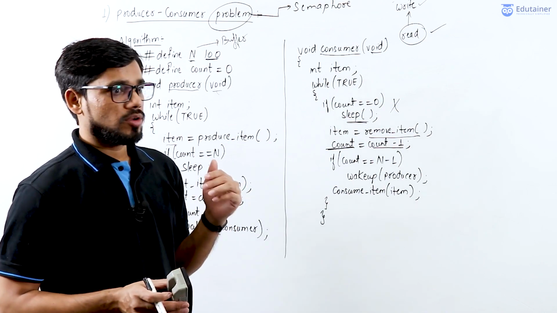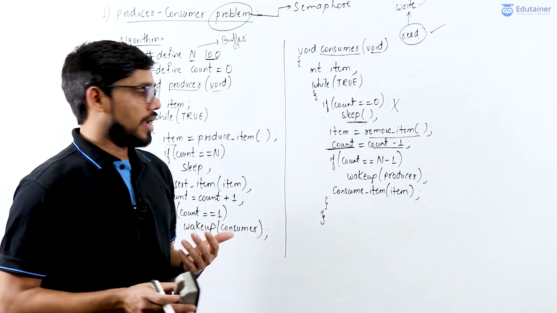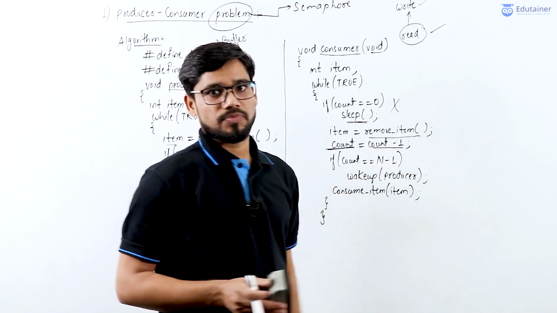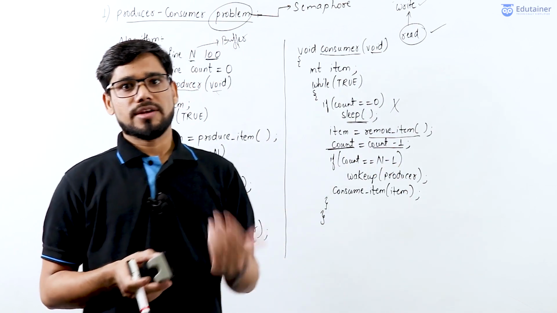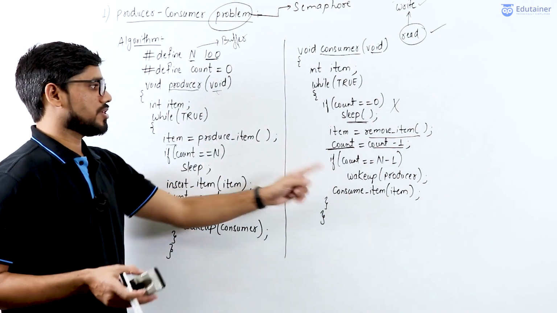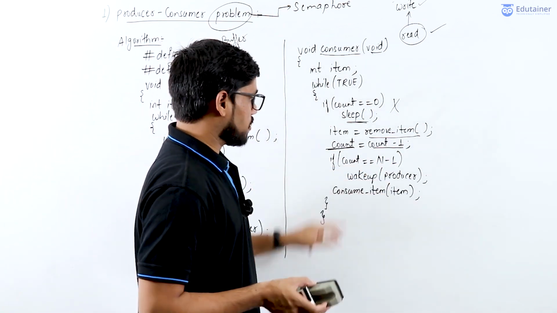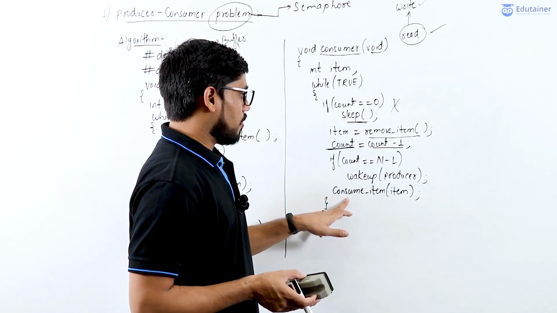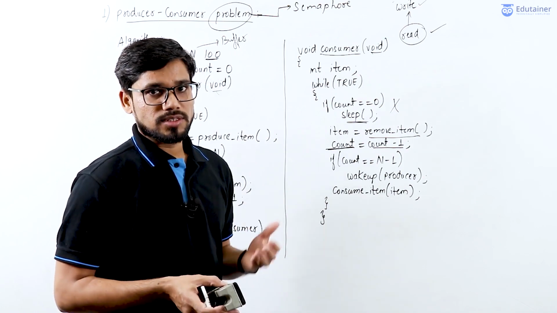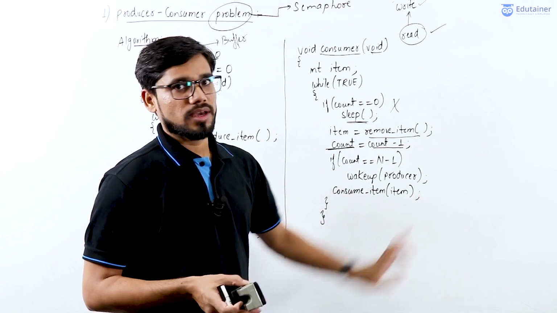So let's say the consumer is continuously trying to consume or remove items, and at that point, if the count variable has the value n minus 1, that means there is no item left in the buffer, and at that time the consumer has the responsibility to wake up the producer. So if count is equal to n minus 1, wake up producer. And if this condition fails, that means the buffer still has some items left, so the consumer will consume the item.